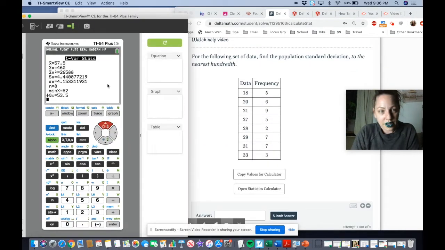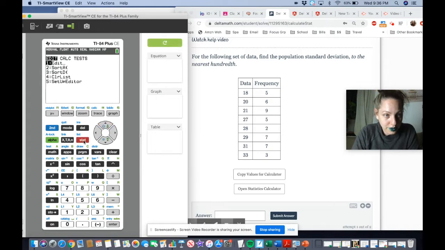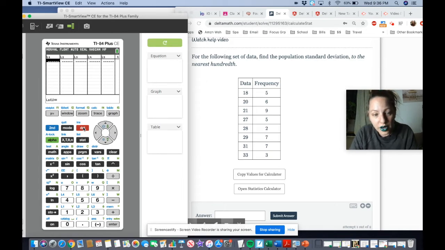So in the calculator, we're going to go to Stat, Edit, and if there's anything there, you just hit delete and just delete those. Don't hit clear. Okay, so under L1, I'm going to type in all the data I have. That was 18. The next one is 20. The next is 21, 27, 28, 29, 31, 33.